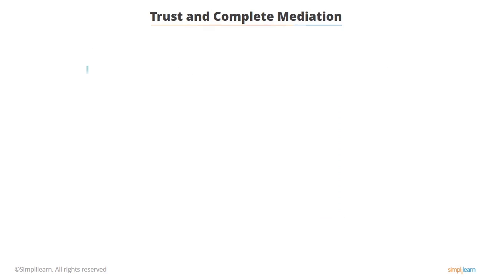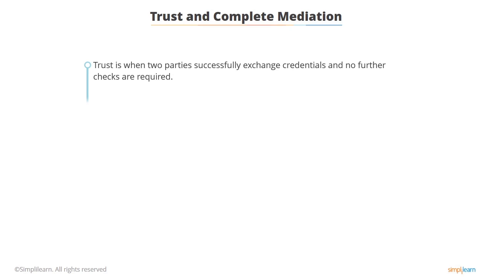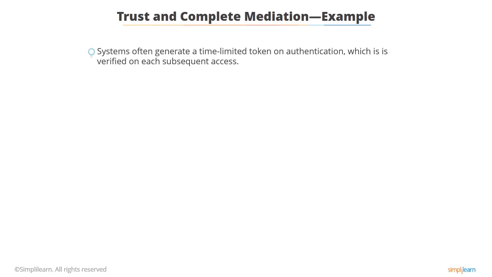Trust and complete mediation. It's important to know the difference. Trust is basically where two people have exchanged some information and they know that each person is who they think they are. And so no further checking is required. Complete mediation is where credentials are checked on every access of the system, often on a time basis.